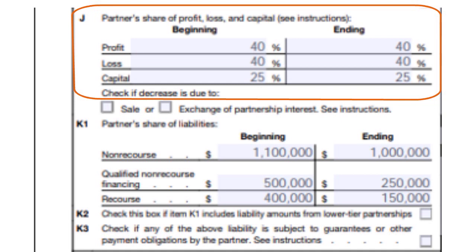And you put in K-1 here the partner's share of liabilities, so the beginning and the end. So we put that there. And you also have to do the partner's capital account analysis here. So the beginning capital account, the capital that was contributed during the year, the current year net income or loss, and the other increase. So we have to put all that information that relates to the partner's capital account analysis.